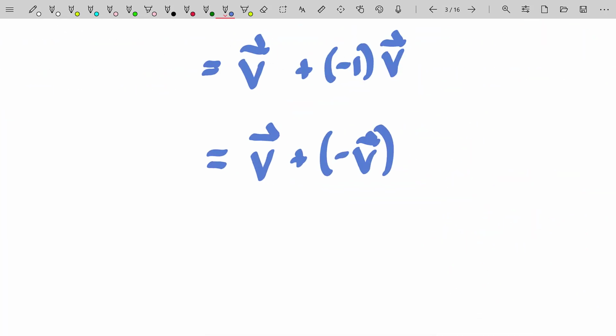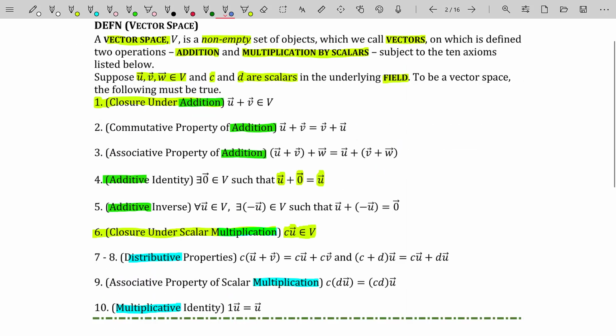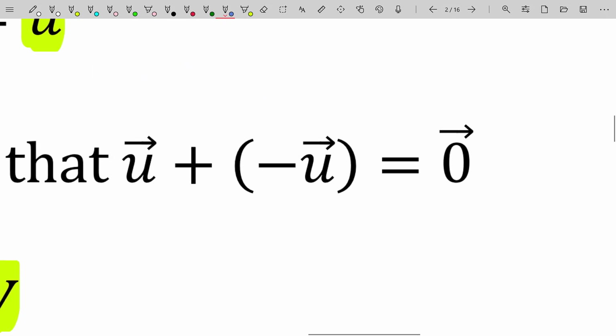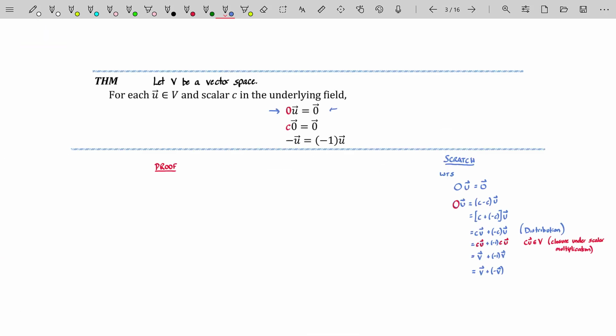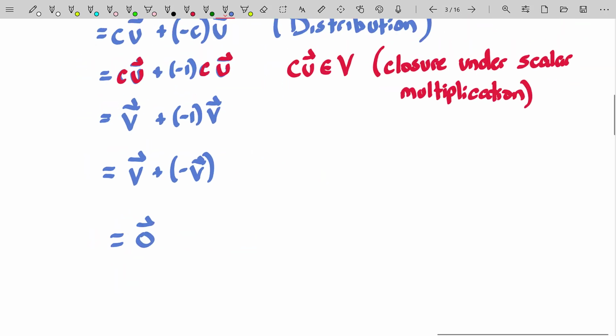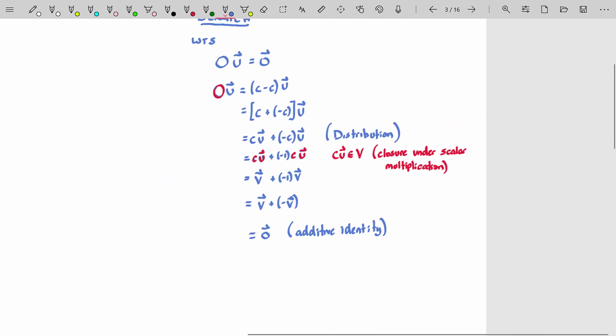Now, I happen to know I have an additive identity axiom that says if I add u plus its opposite, it should be 0, as long as we have a vector space. And that's exactly what we have. V is a vector space, so therefore v plus a negative v, the vector v plus the opposite of the vector v, is going to be 0. And again, that's by the additive identity axiom.